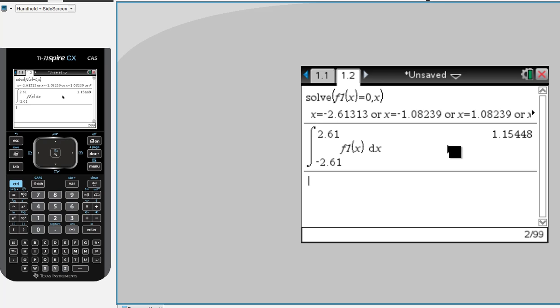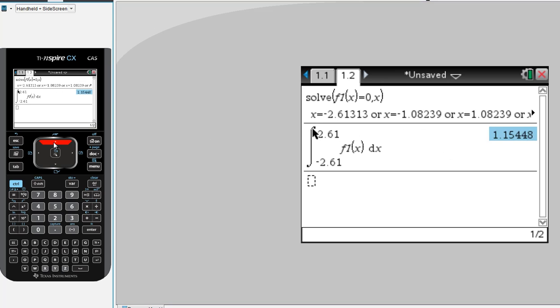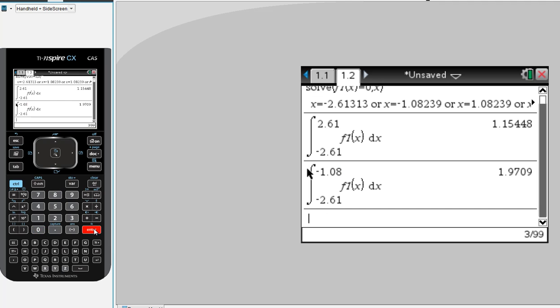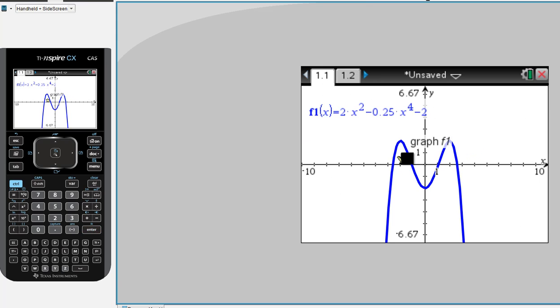We have the limits already. So let's start from minus 2.61 to minus 1.08. The area will be 1.97. So the area of this part is 1.97.